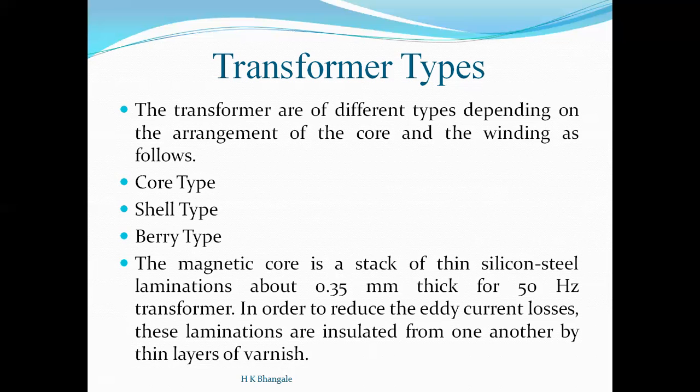The magnetic core is a stack of thin silicon steel laminations about 0.35 millimeter thick for a 50 Hertz transformer. In order to reduce the eddy current losses, these laminations are insulated from one another by thin layers of varnish. So the core stacks are being varnished, insulated by using a varnish.